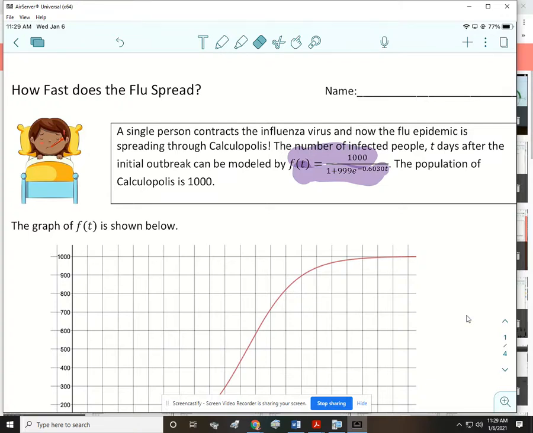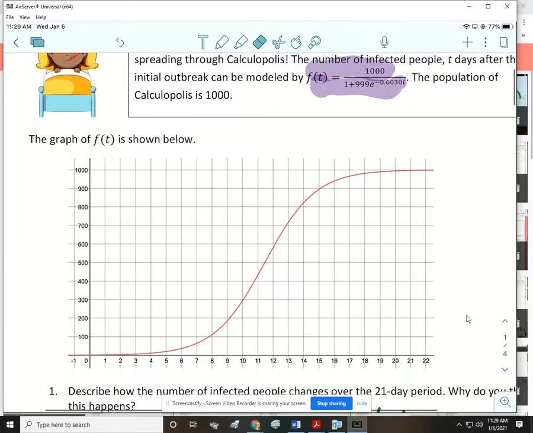of Calculopolis is 1,000. All right, so you can tell, like at the beginning, only one person has it, and then it's kind of spreading slowly, and then it starts spreading very, very quickly, and then it levels back off. And then it levels back off because so many people have already contracted it that there's not anybody else to give it to.